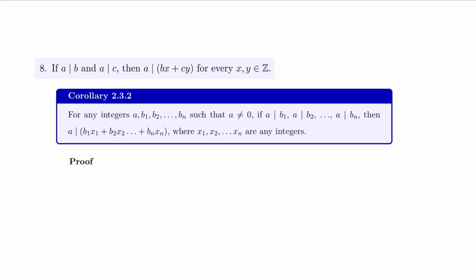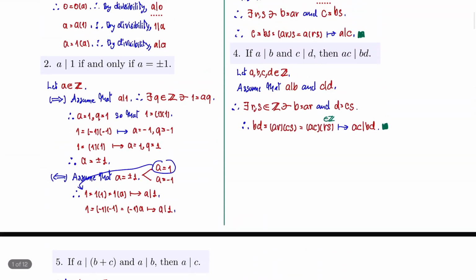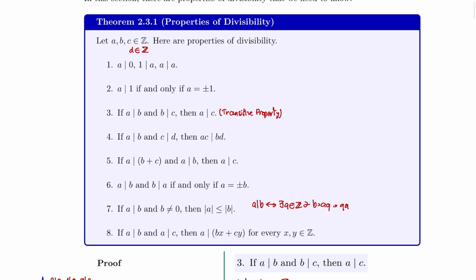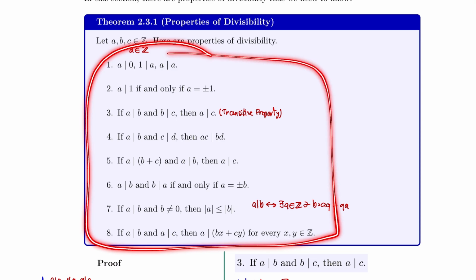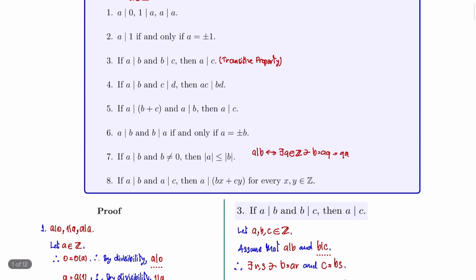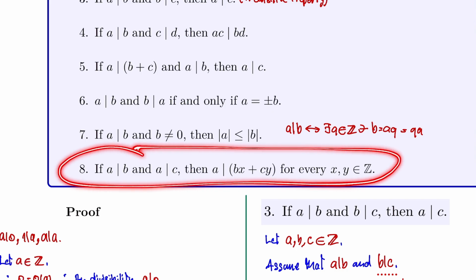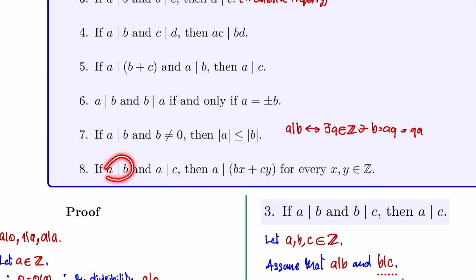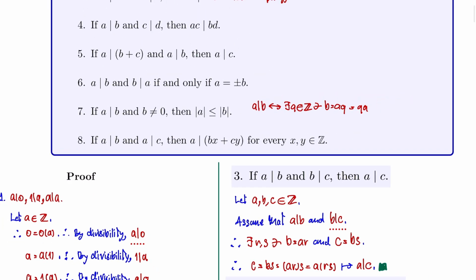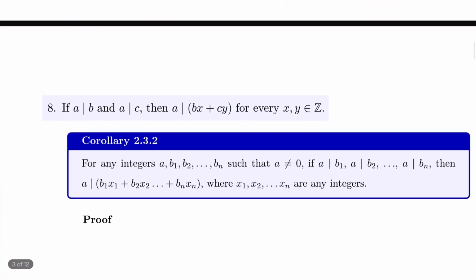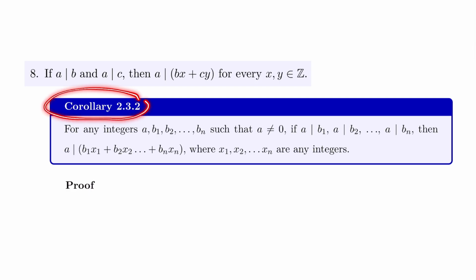In the previous video, I gave you the properties of divisibility, these 8 properties that you have to know. But today, we are going to look at the extension of this property, which is: if a divides b and a divides c, then a divides bx plus cy for every integers x and y. So how can we extend to this corollary?